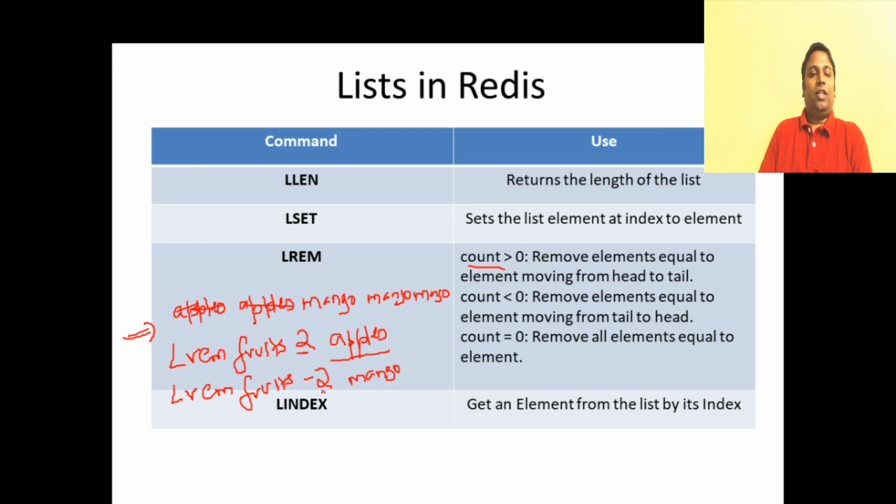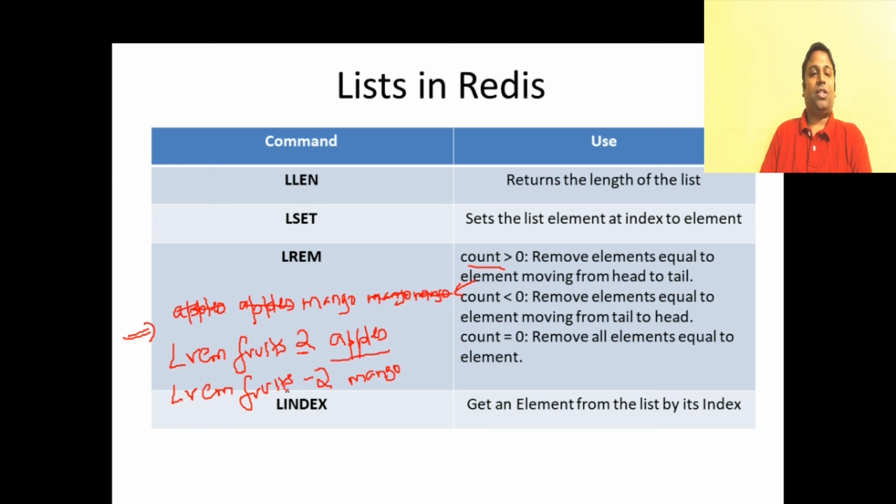So when it is a -2, it means the search will happen from the rear end. And then how many mangoes should be removed? 2. So this one will be removed, this one will be removed. So when the count is positive, it will search from the start and remove that number of items that match. When the count is negative, it will start from the rear end and remove that number of items that match.